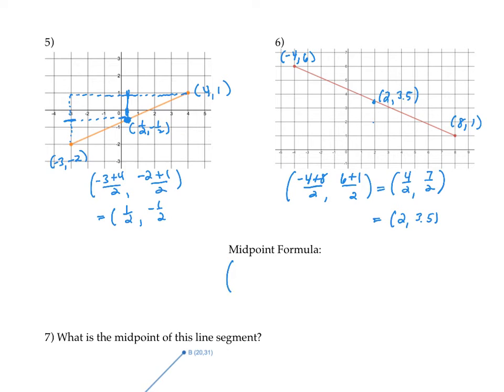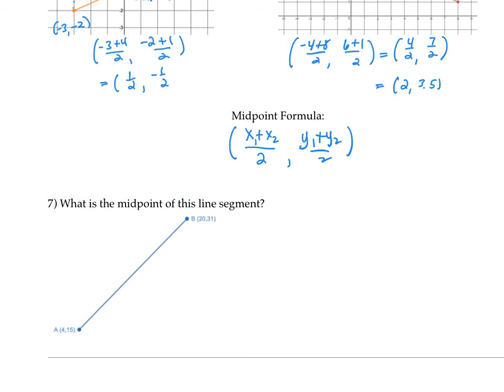Okay, so let's just make a note of the midpoint formula. It's the average of the two x's, so x1 plus x2 divided by 2, y1 plus y2 divided by 2.